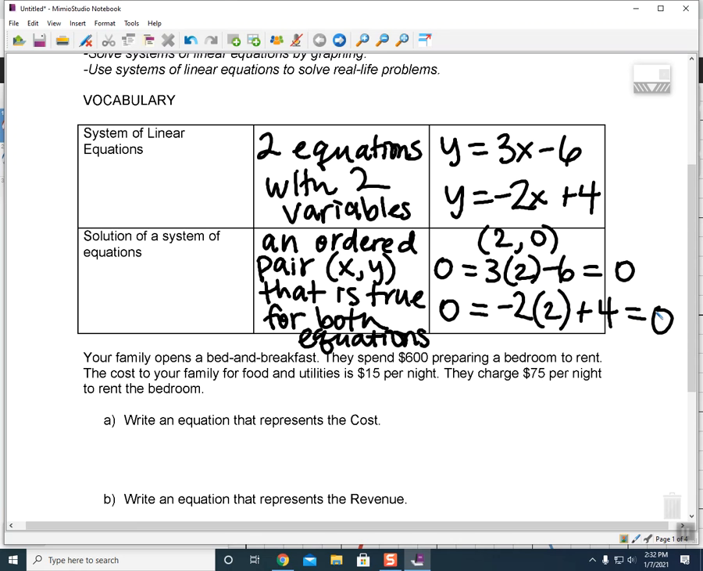That's what I mean. When we're talking about a solution of a system of equations, if we want to check to see if an ordered pair is a solution, all I need to do is plug it into both equations and see if it works. If it does work, then it is a solution. If it doesn't work, then it is not a solution.